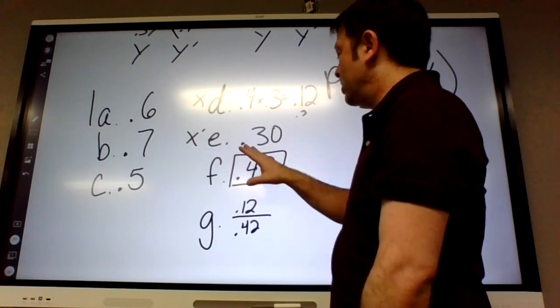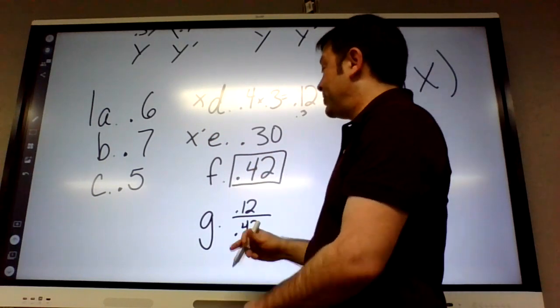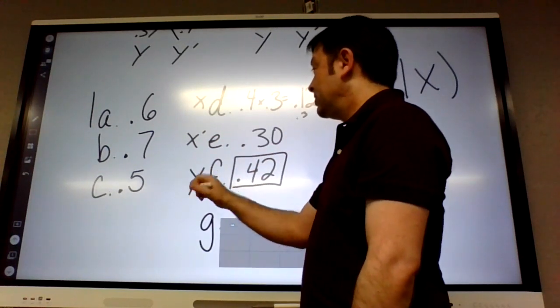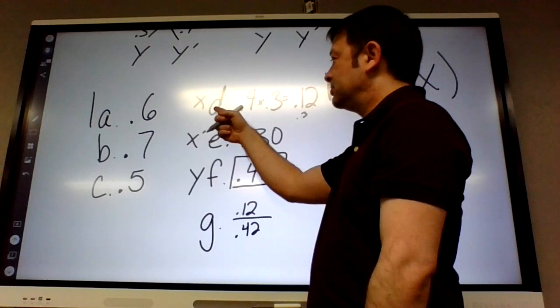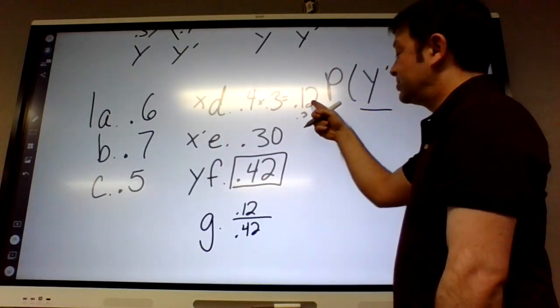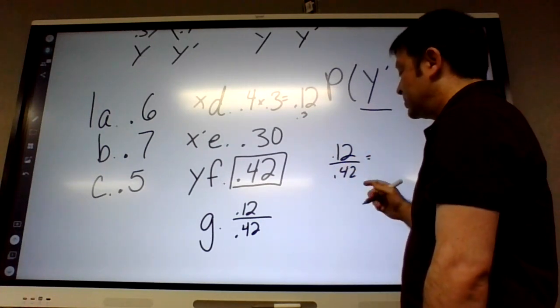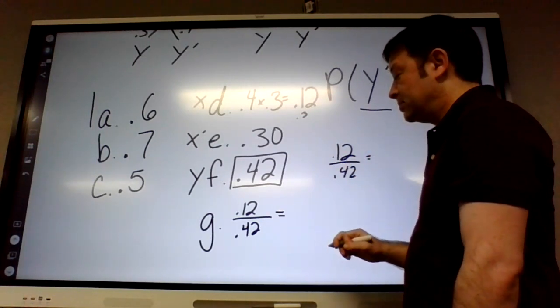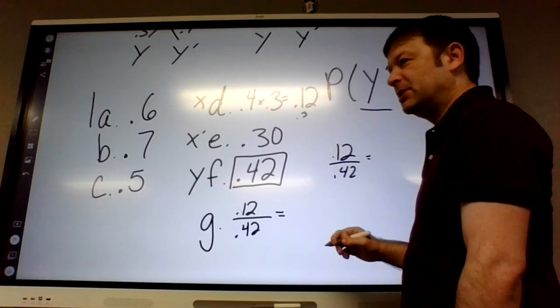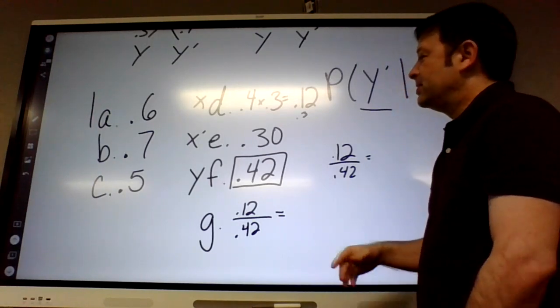So what percentage of this Y happening came from the X route? And the answer is 12 out of 42, which turns into a different decimal. Does that make sense? Yeah. Okay.